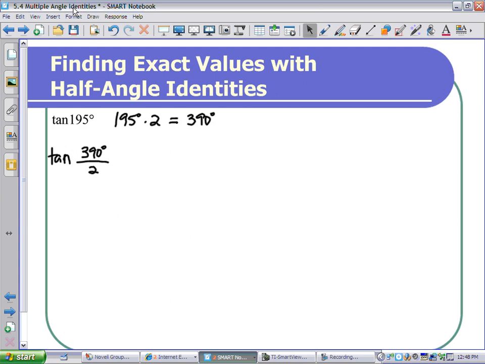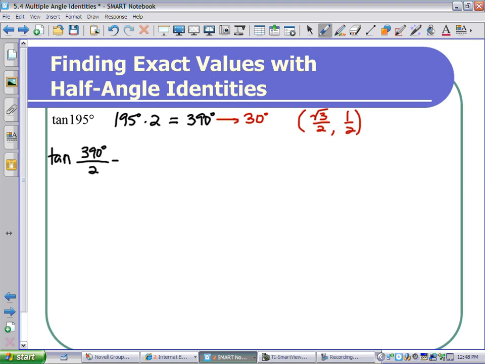390 degrees is a nice angle that would be on our unit circle. However, it's more than one revolution. So if we think of 390 degrees as its coterminal angle, the coterminal angle to 390 degrees is 30 degrees. And my xy coordinate at 30 degrees is square root of 3 over 2, 1/2. I'm just going to leave that there for a moment. We're going to go back to tangent of 390 degrees over 2.